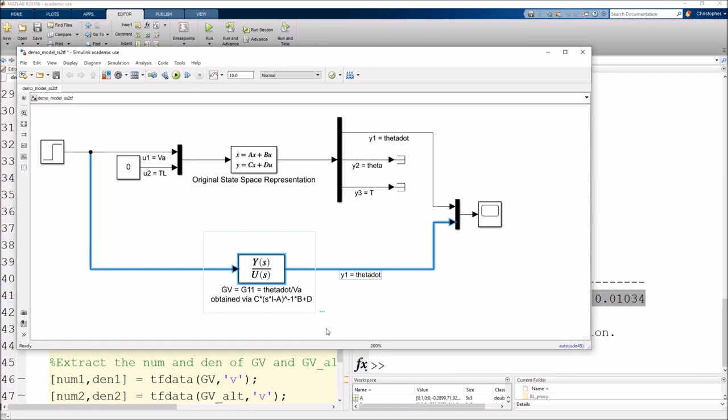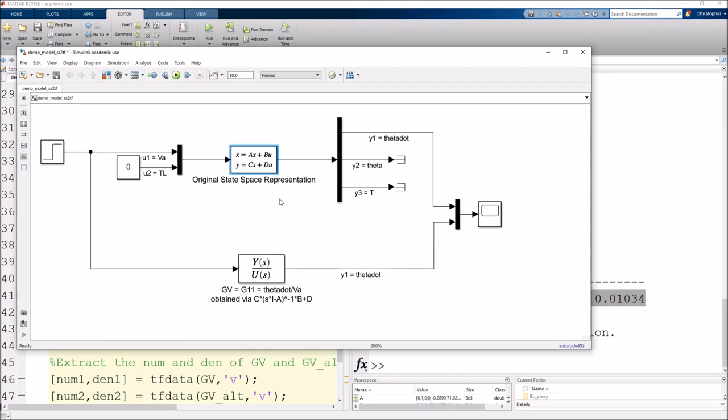Again, I'll leave this as an exercise to the reader to think about why that happened. A little bit of a hint: one of these states, I think the state vector was theta dot and the current. If you think about that, theta is actually a direct integral of theta dot. So that has something to do with it. But again, like I said, I'll leave this as an exercise to the reader.